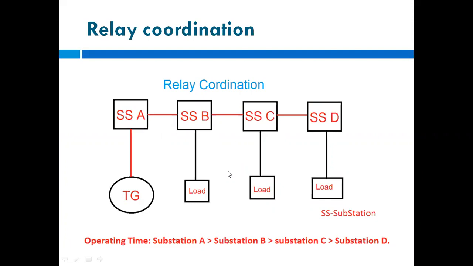For time setting, it should be 0.5 for the relay which is placed at the longer distance from the generating station. That means minimum time should be set for that relay. Then for the relay nearest to the generating station, the time should be maximum. And the current should also be set according to that.